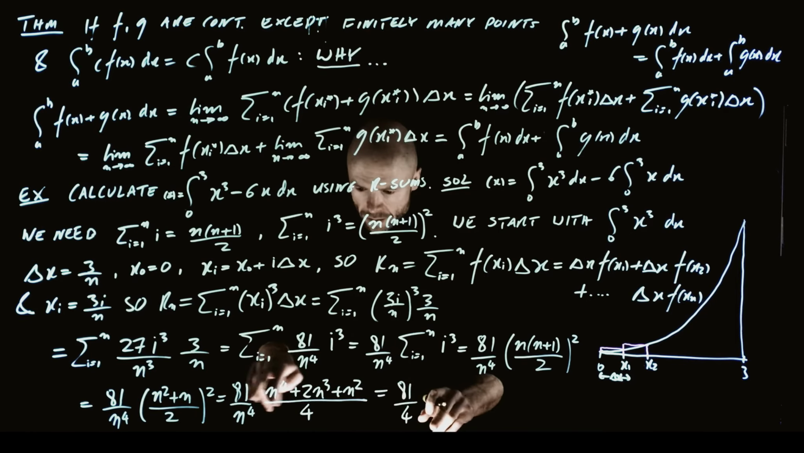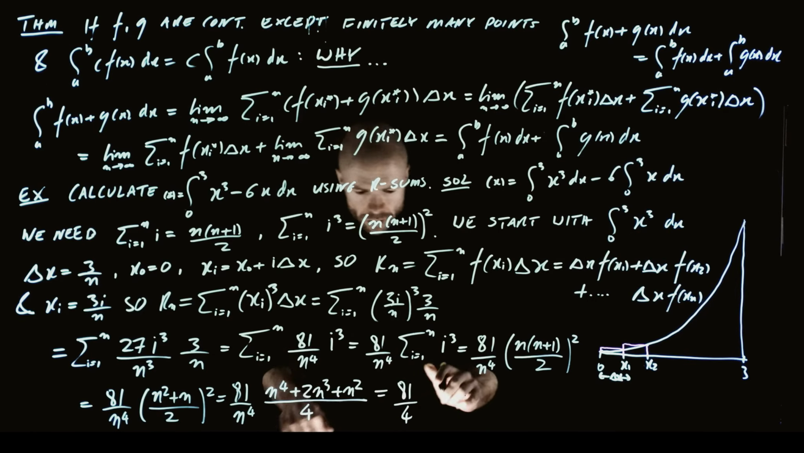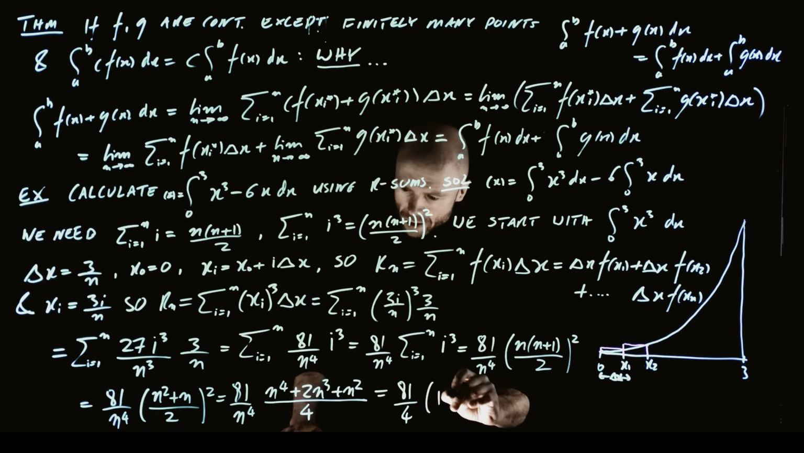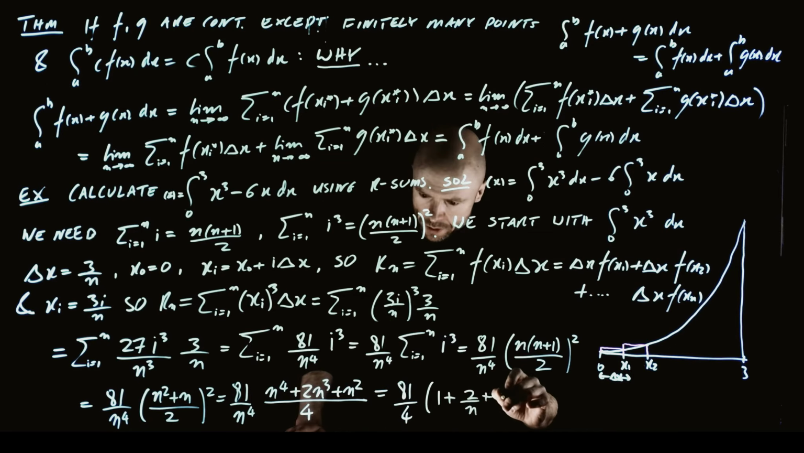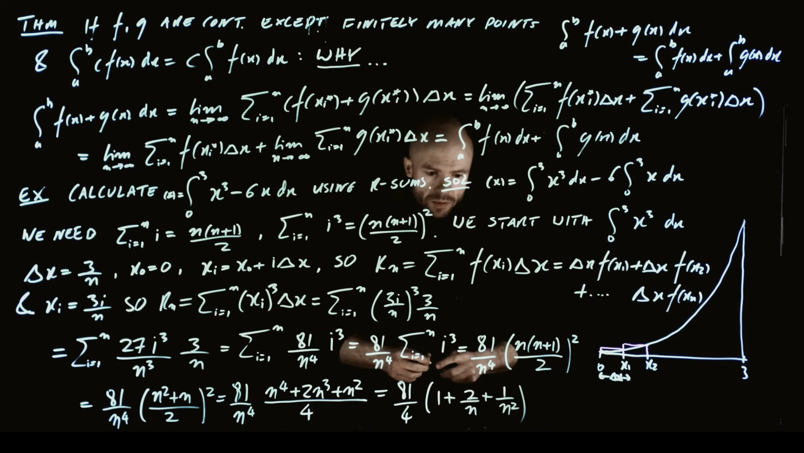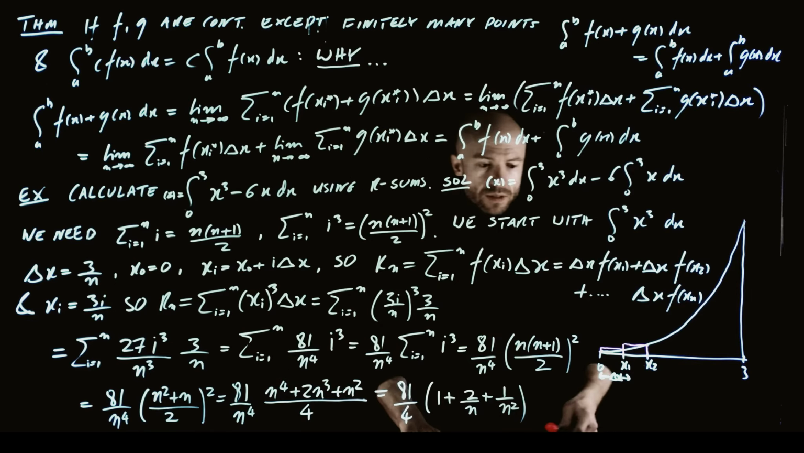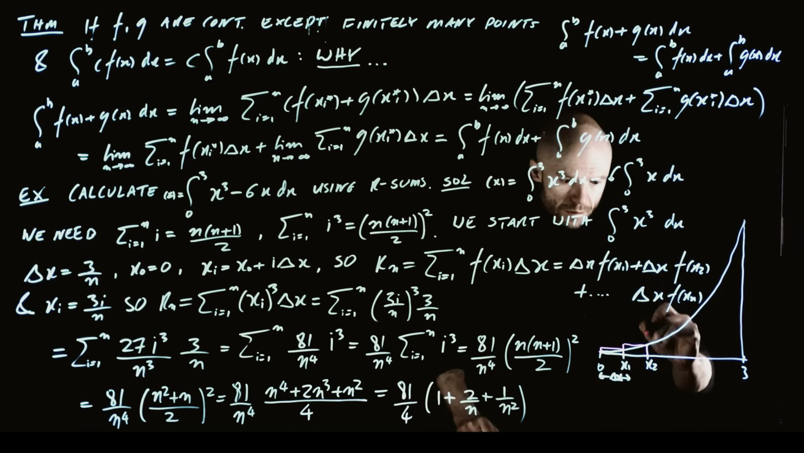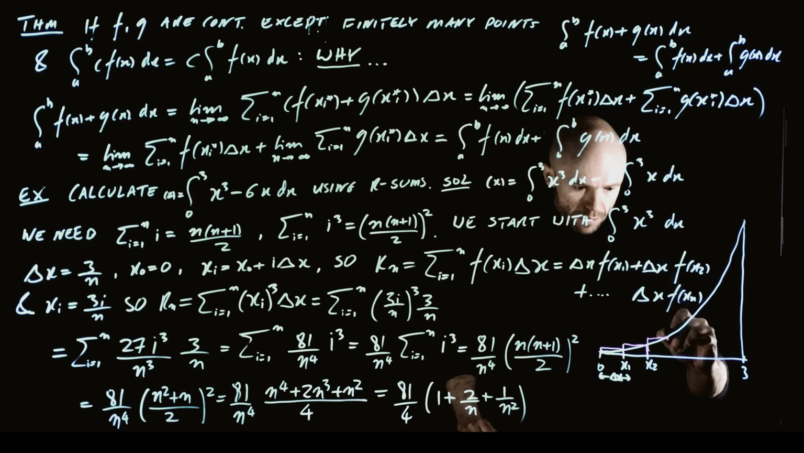And then dividing, let's break this up into individual terms. So it's going to be n to the 4 over n to the 4, which would just be 1. And then this will be 2 over n. And then this guy will be just 1 over n squared. Cool. And that is the explicit expression for Rn for this particular function. And as we know, it's going to be an overcount. And we figured out exactly what it is.